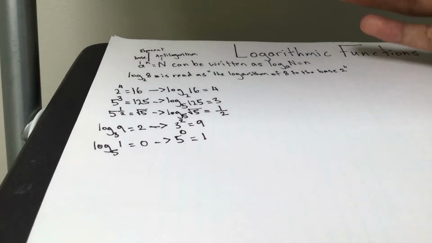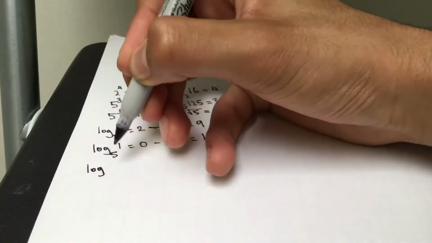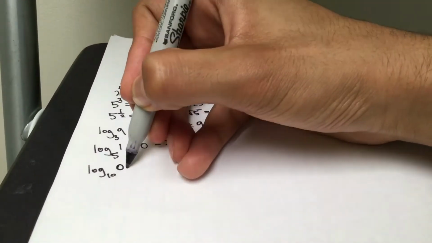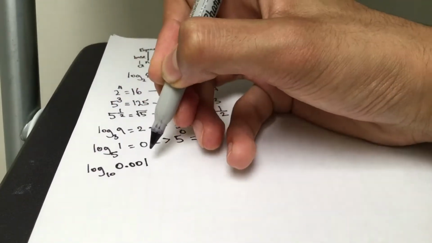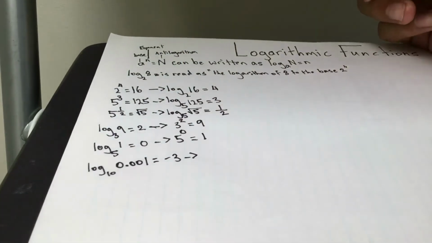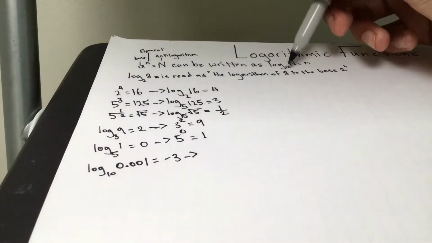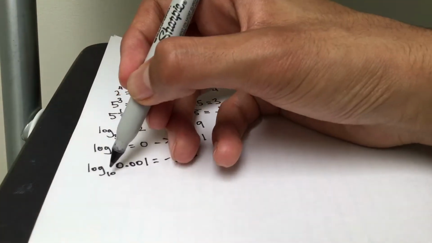A logarithm equation. Okay, so now let's do log 10 of 0.001 is equal to minus 3. First of all, our first step tells us to take out our base. So in this case it's 10.